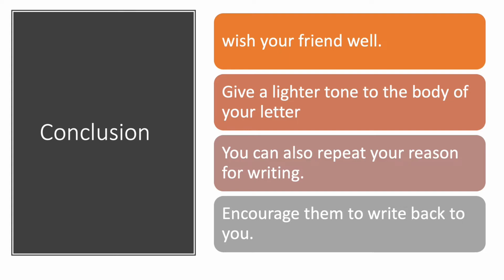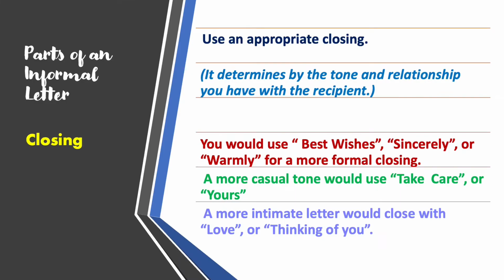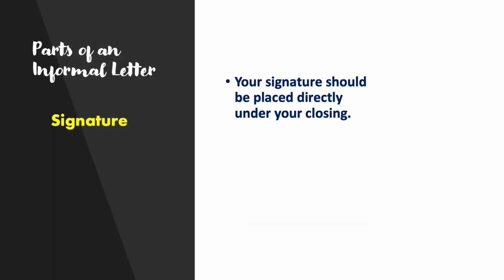All right? Then comes the closing. According to the tone and the relationship you have with the recipient, you need to determine an appropriate closing. You can use a casual tone such as "take care" or "yours." And to show more intimacy, you can close with "love" or "thinking of you." Finally, place your signature directly under the closing. Alright, that's the basic knowledge you need when writing a friendly letter.